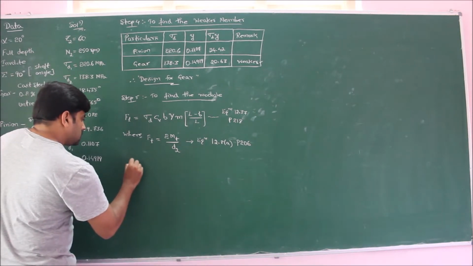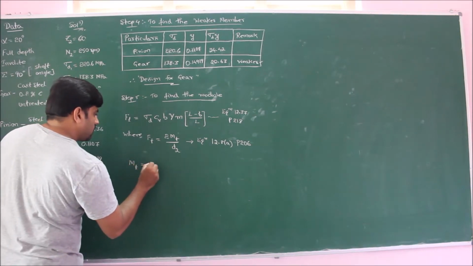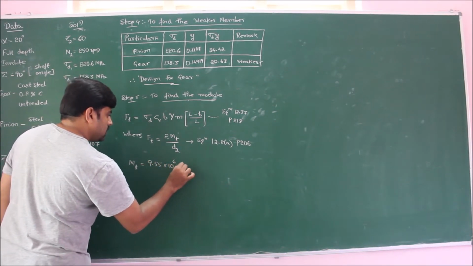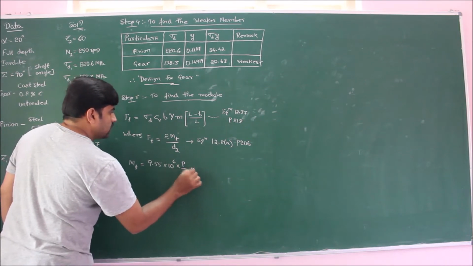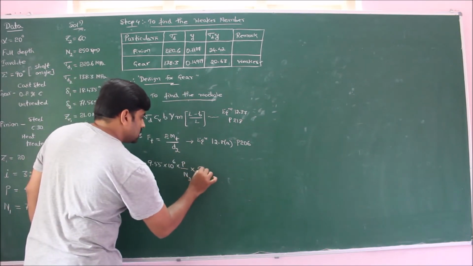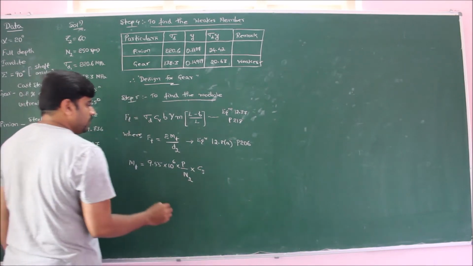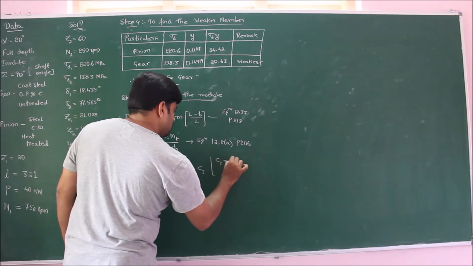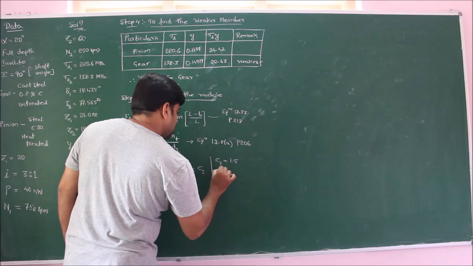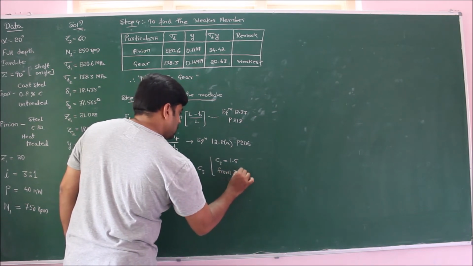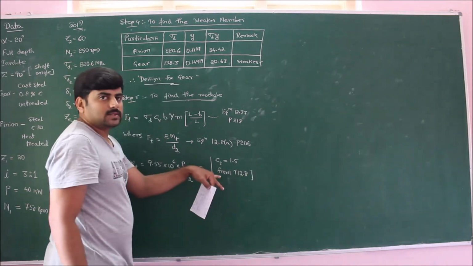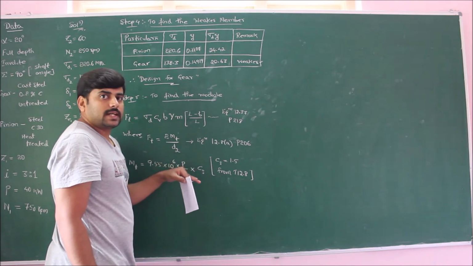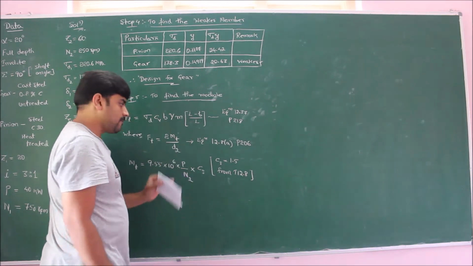Also mt is known to us, the formula is not available, but we know the formula. The torque is given by 9.55 into 10 to the power of 6 into P by N2, because we are designing for gear, times the service factor, where the value of service factor CS is equal to 1.5, taken from table 12.8. The assumption made is that the gear is working for 8 to 10 hours per day and subjected to medium shocks. We know all the values.